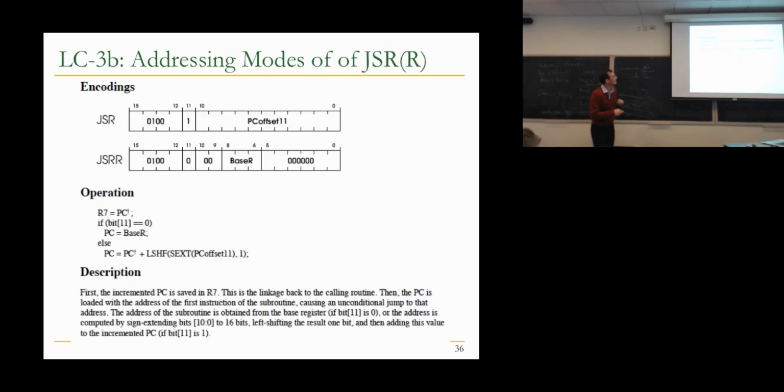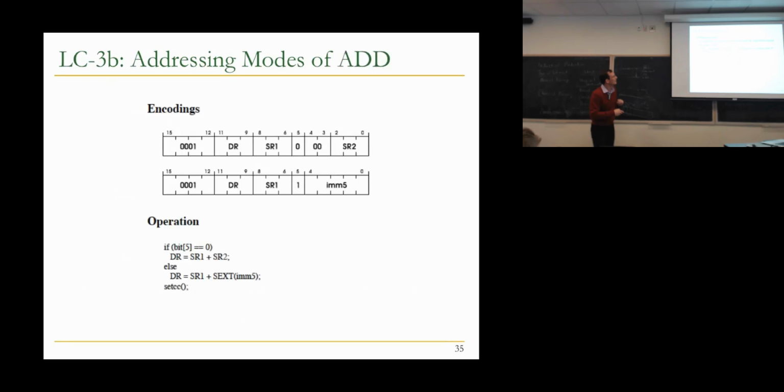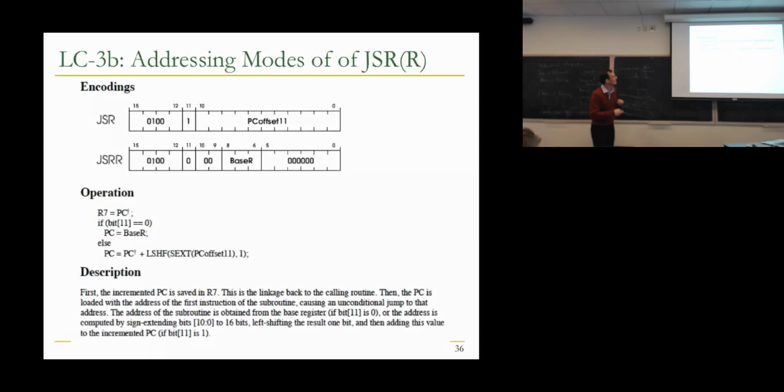Whereas JSR, jump to subroutine, you have two addressing modes that are totally different. One is this one, which is PC plus offset. You basically jump to a location that's specified by the program counter plus this sign extended left shifted offset. Or you can change the program counter to a base register. It's a jump to subroutine instruction. You're going to implement something like this for ARM.